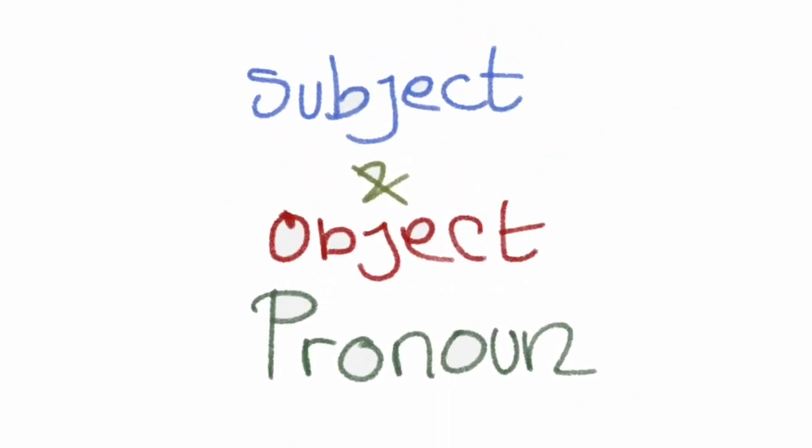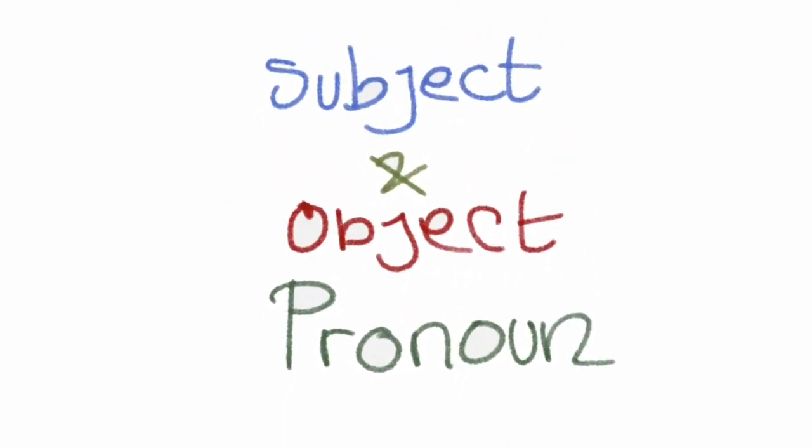The first topic today is subject and object pronouns. Pronouns are words such as he, she, or it that take the place of nouns. One common problem with pronouns is that subject and object pronouns are confused. So you should be able to recognize these two types of pronouns.